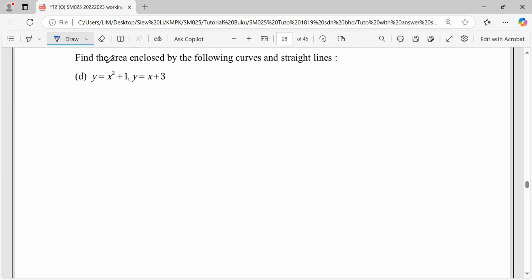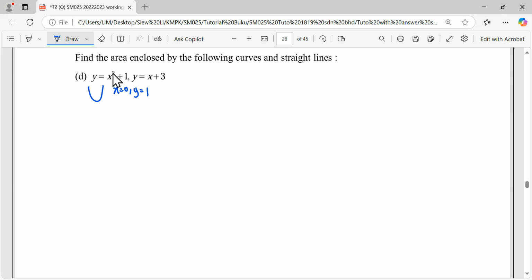Hi everyone. For this question, we're going to find the area enclosed by the following curve and the straight line. First of all, we have a quadratic curve. For this quadratic curve, it is positive x squared, so it will be graphed as a smiley face here, and we can find the y-intercept: when x is 0, y is equal to 1.